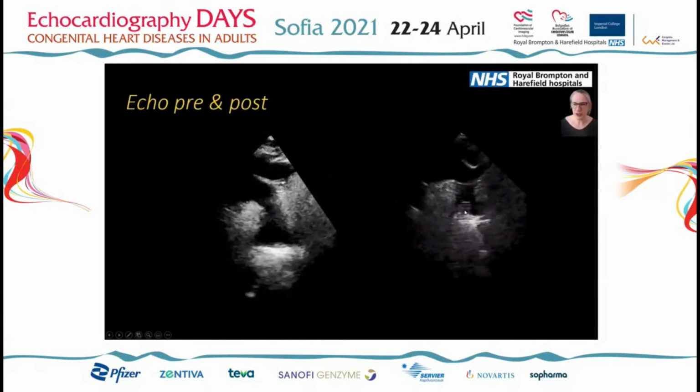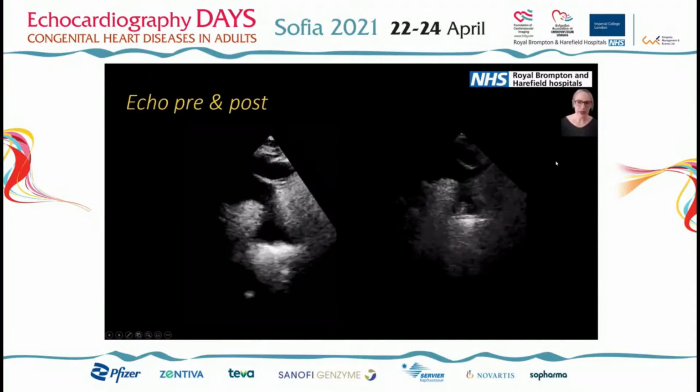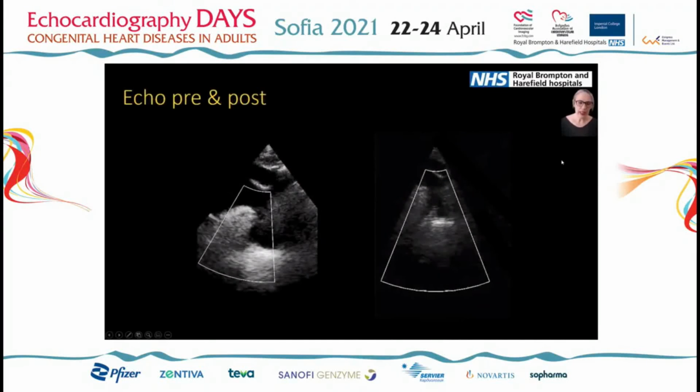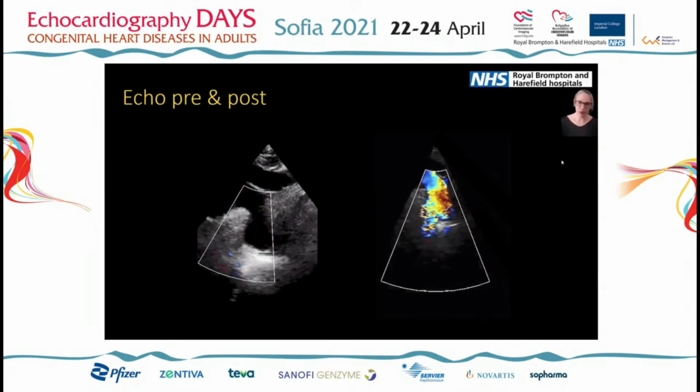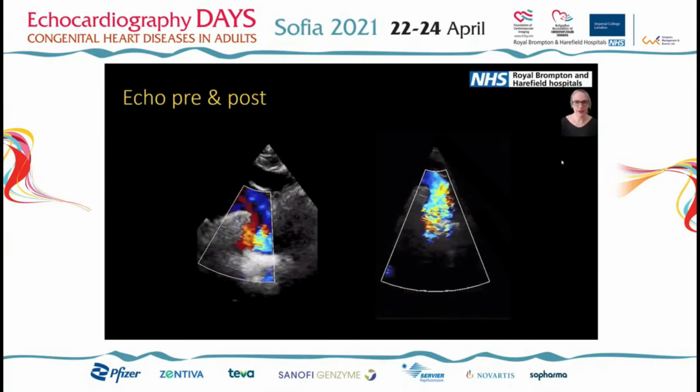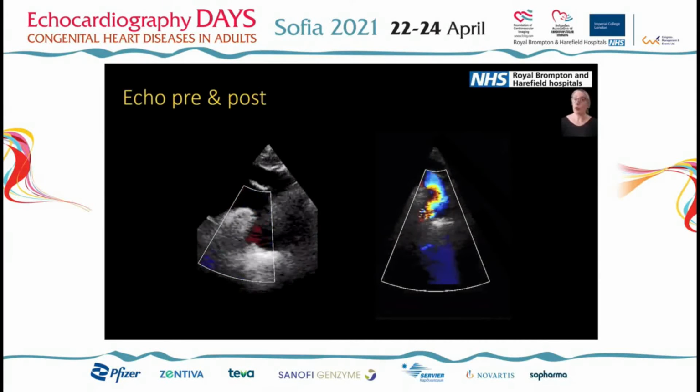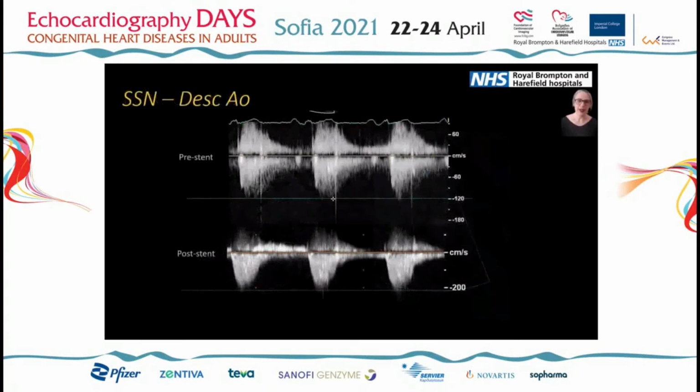You can see the stent just protruding into that area in the arch view there. So when we look at the colour on the image on the right, it actually looks more turbulent than the image on the left. That's a bit of an unusual finding, and we would not expect that now that that vessel is really opened up.